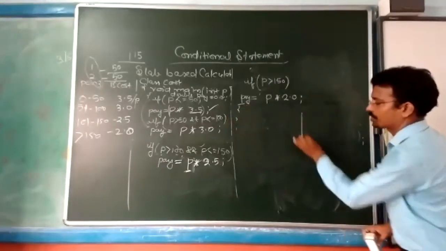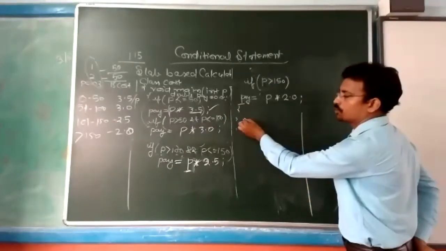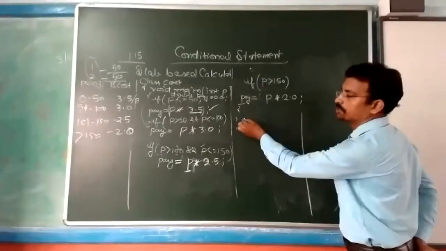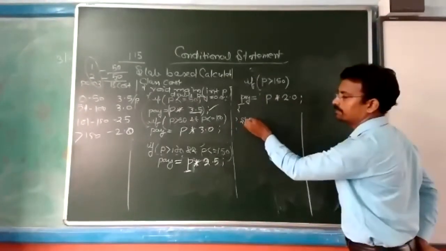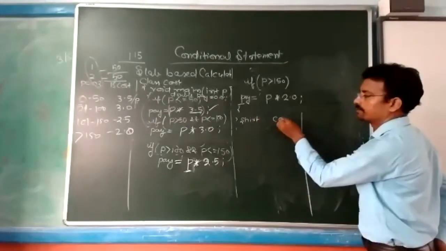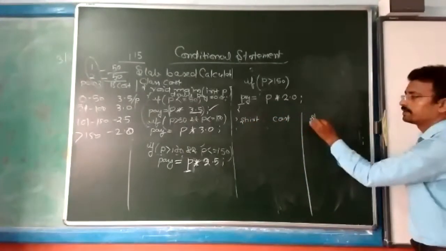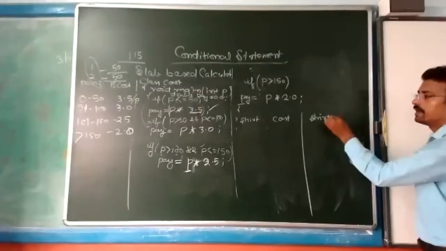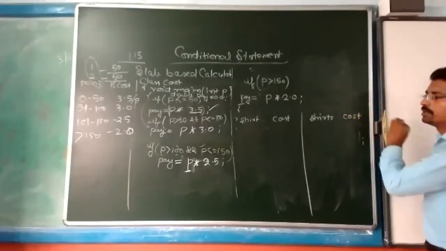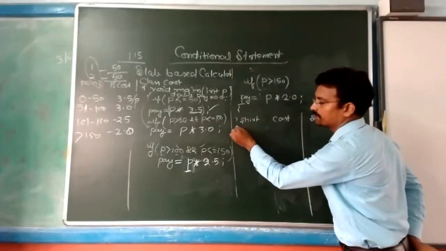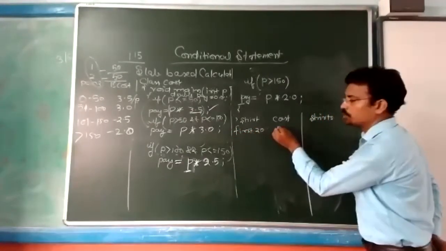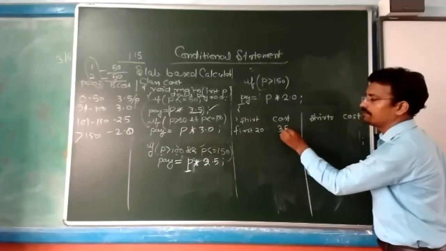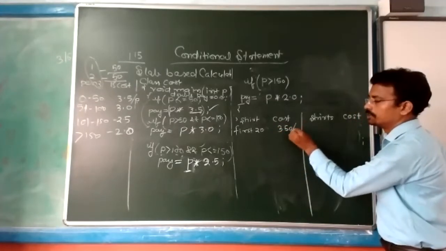Now see, the question is like that. You are going to a shop and you have purchased some shirts in bulk. So number of shirts and cost. Suppose you have purchased the first 20 shirts, so you will pay 350 rupees per shirt.